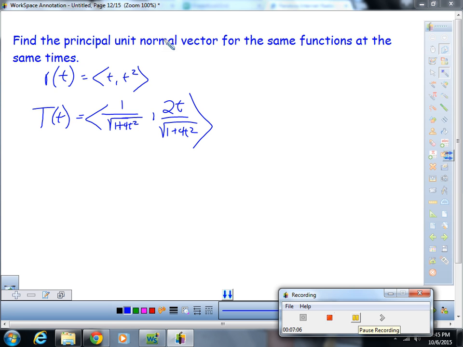So, understand that everything we're dealing with here is also going to work in 2-space. It's just harder for me to show you in 3-space. So, to find N of t, how do we find it again?